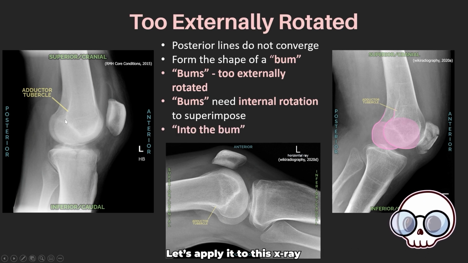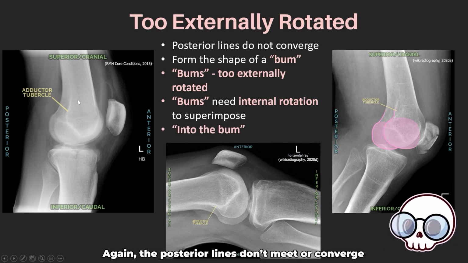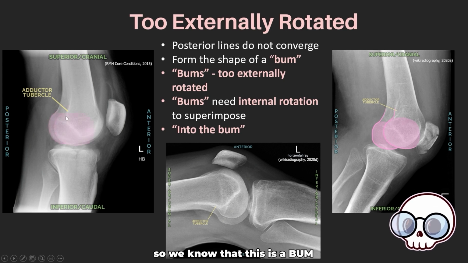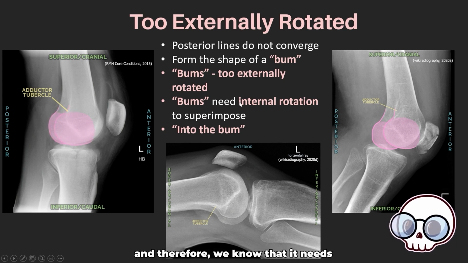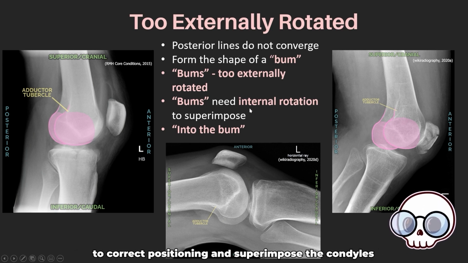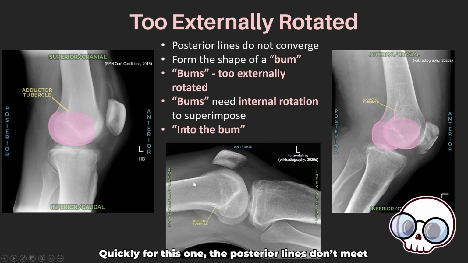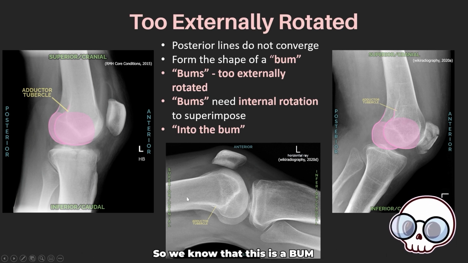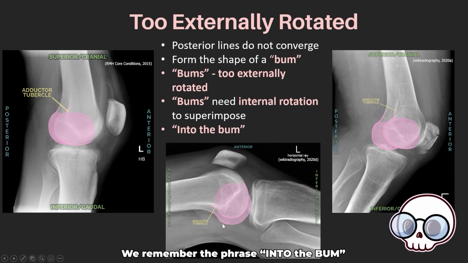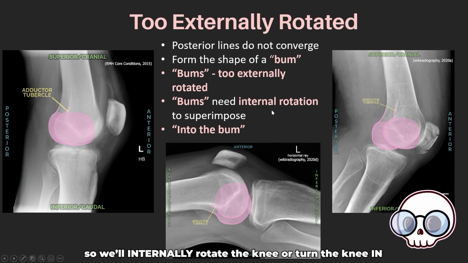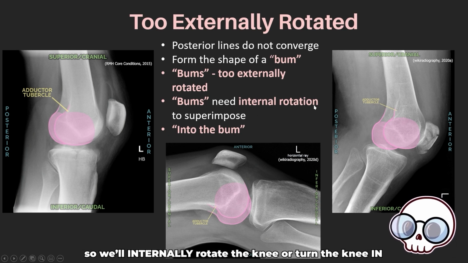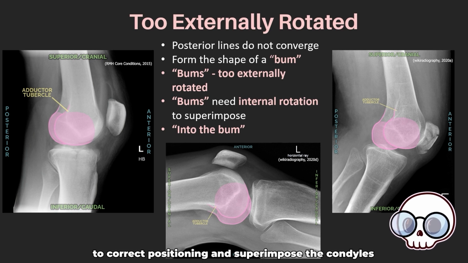Let's apply it to this X-ray. Again, the posterior lines don't meet or converge, so we know that this is a bum, and therefore we know that it needs internal rotation or turning in to correct positioning and superimpose the condyles by remembering the phrase into the bum. Quickly for this one, the posterior lines don't meet, so we know that this is a bum. We remember the phrase into the bum, so we'll internally rotate the knee or turn the knee in to correct positioning and superimpose the condyles.